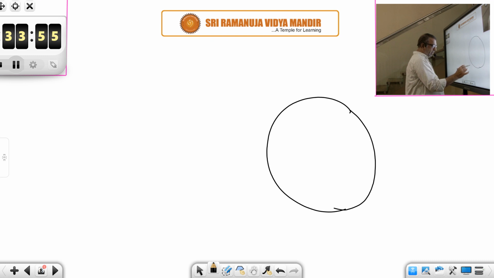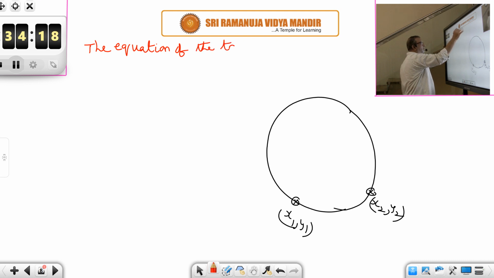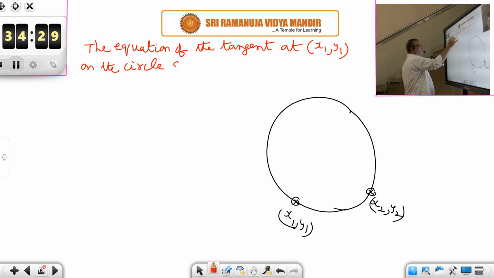This is x1, y1. That is x2, y2. Next formula is, we'll use red color, the equation of the tangent at x1 comma y1 on the circle s is equal to 0 is simply s1 is equal to 0.